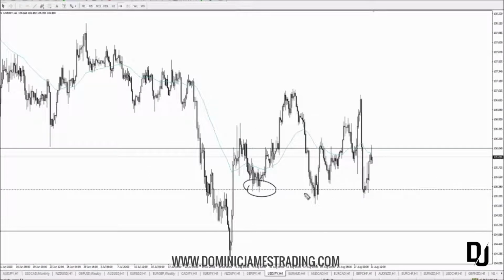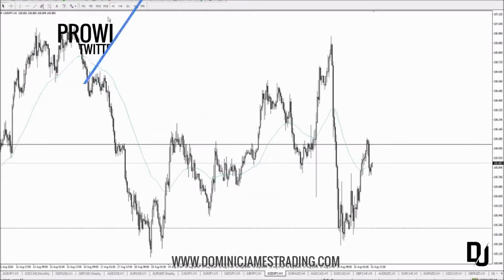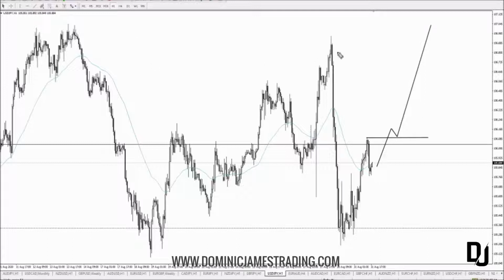So heavy buying's coming in at these points, these pivots. So looking for a break above Monday's high. If we go down into H1, Monday's high being here, break above there, H1 close, and looking to target these highs and these highs.